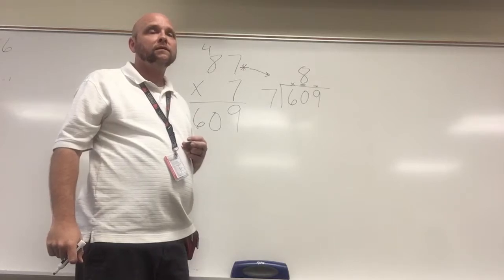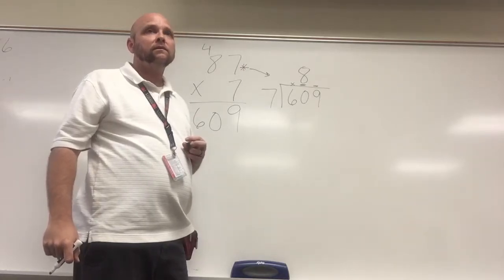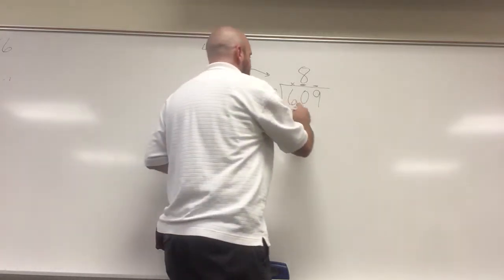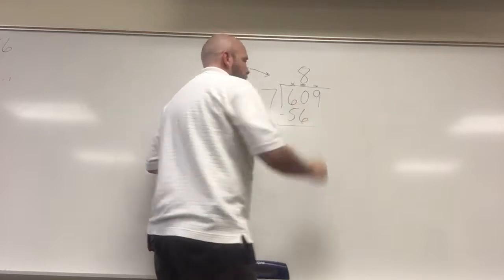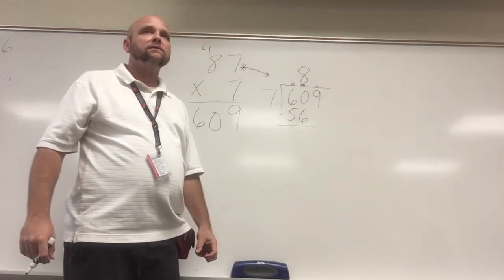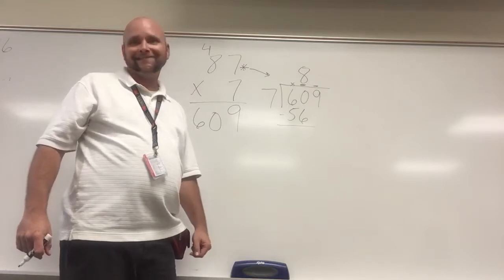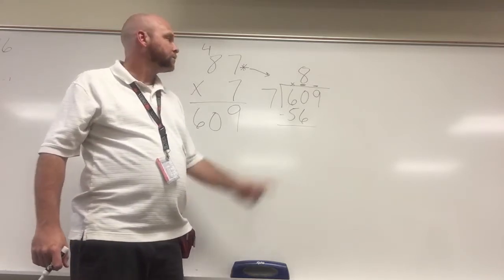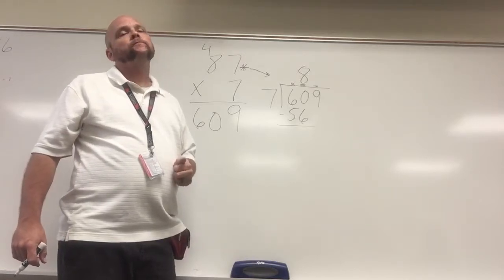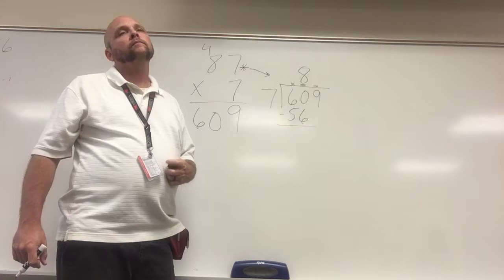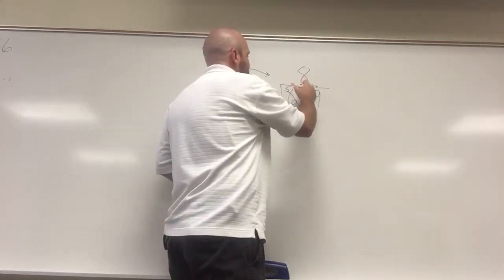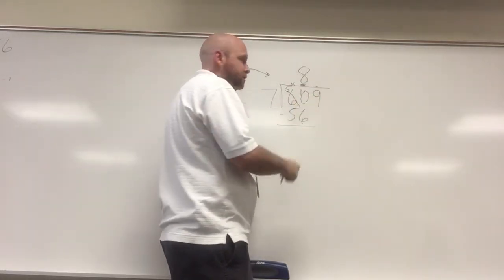And what is 7 times 8? 7 times 8. 56. And then we have 60, subtract 56. 60 minus 56 is 4, because we borrow that. That's a 5. And 10 minus 6 is 4.